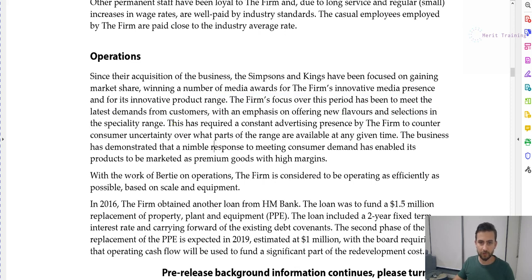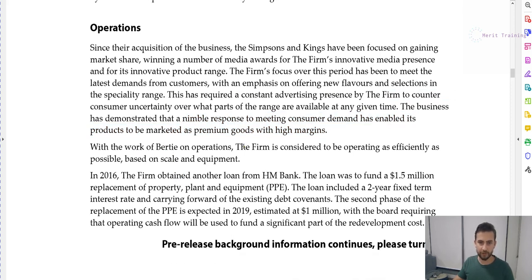Alright, this has required a constant advertising presence by the firm to counter consumer uncertainty over what parts of the range are available at any given time. Copy that as well. The business has demonstrated that nimble response to meeting consumer demand has enabled its products to be marketed as premium goods with high margins. Let's copy that. With the work of Birdie on operations, the firm is considered to be operating as efficiently as possible based on scale and equipment. Let's copy that.